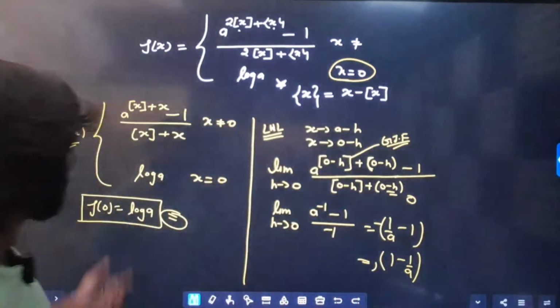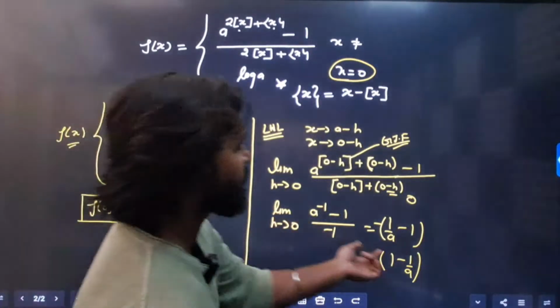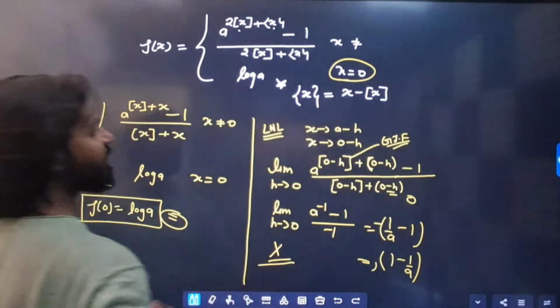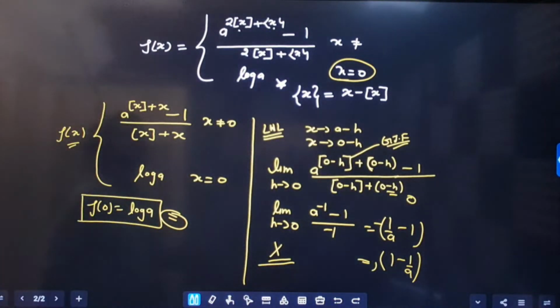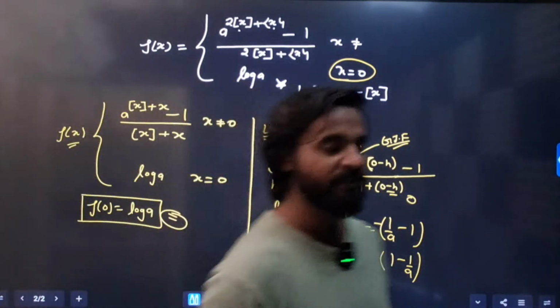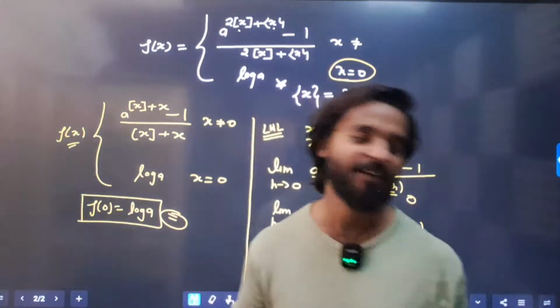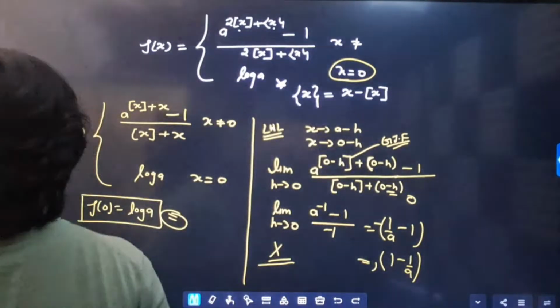So f of 0 value is log a and this value is 1 minus 1 by a. So clearly this function is discontinuous. I hope you understood very clearly. Okay, now we can take the next question.